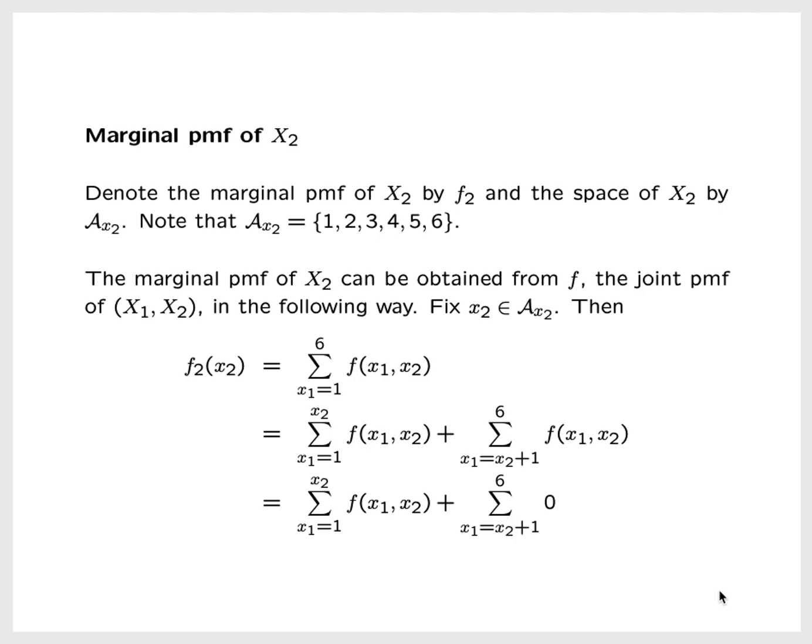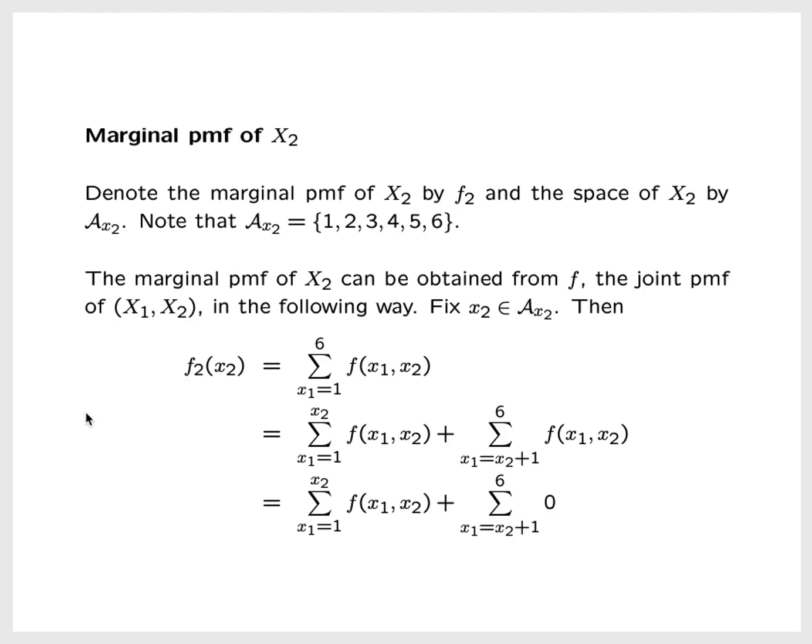Okay, now let's look at the marginal distribution of X2. And let's start off by finding the marginal PMF of X2. So again, we'll denote the marginal PMF of X2 by f sub 2. And note that the space of X2, which we'll denote by script A sub X2, is again the set of integers from 1 through 6.